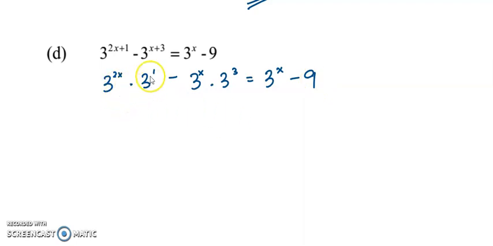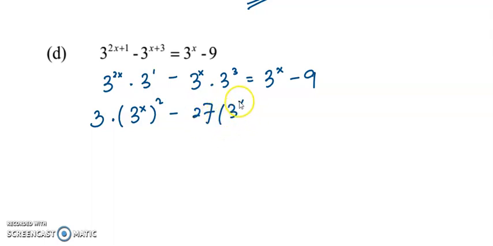And after that, I will rewrite this in a form of a 3, where the coefficient I will just put at the front, and multiply by 3 power of x squared, where the 3 power of 2x is written in the form of 3 power of x, then squared, minus 27 multiplied by 3 power of x plus 3 power of 3 is 27. And move this term to the left side, I got negative 3 power of x. Move the negative 9 to the left side, I got positive 9 equals to 0.